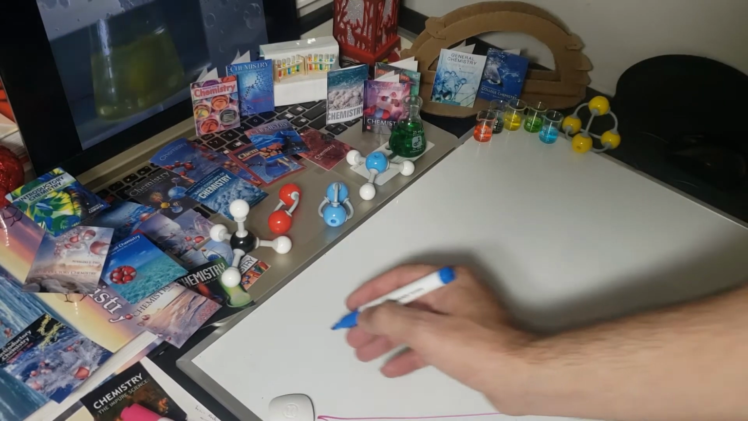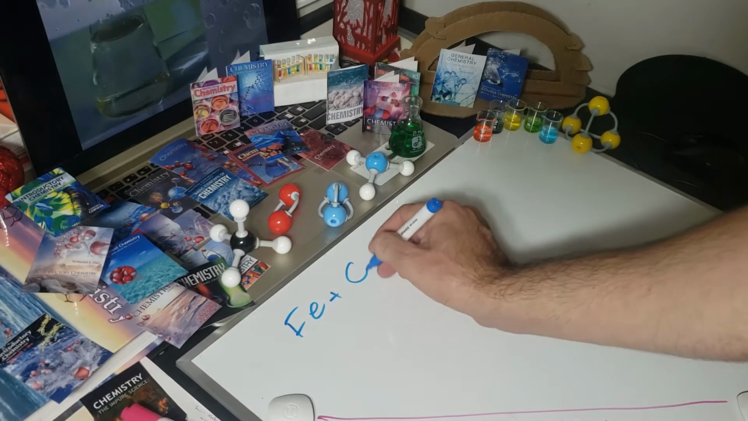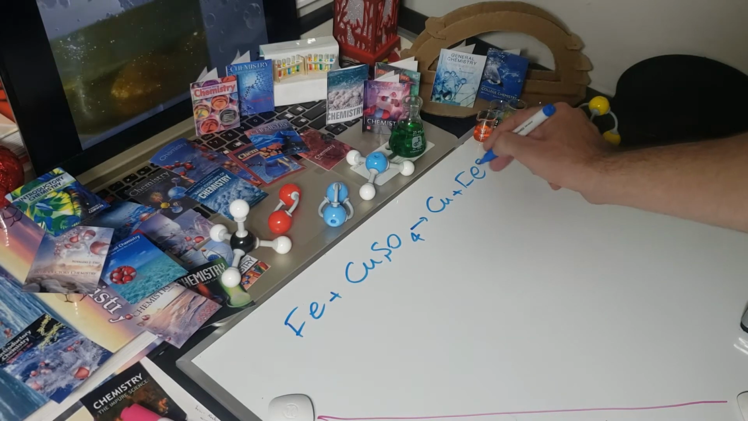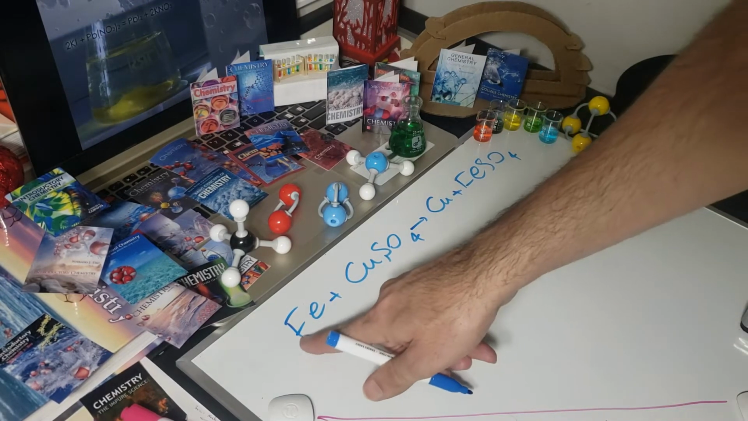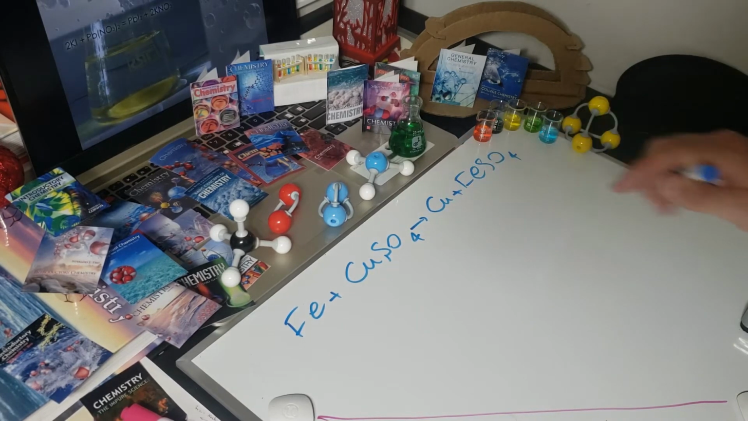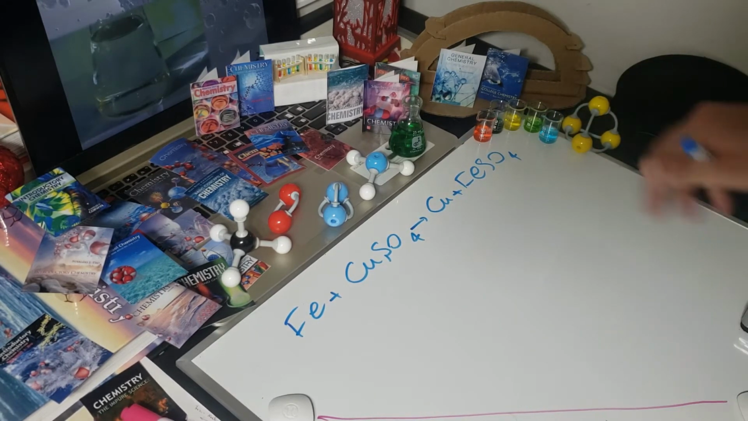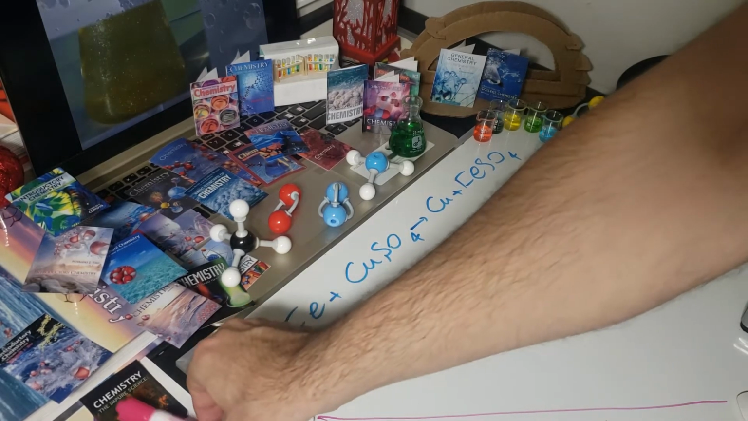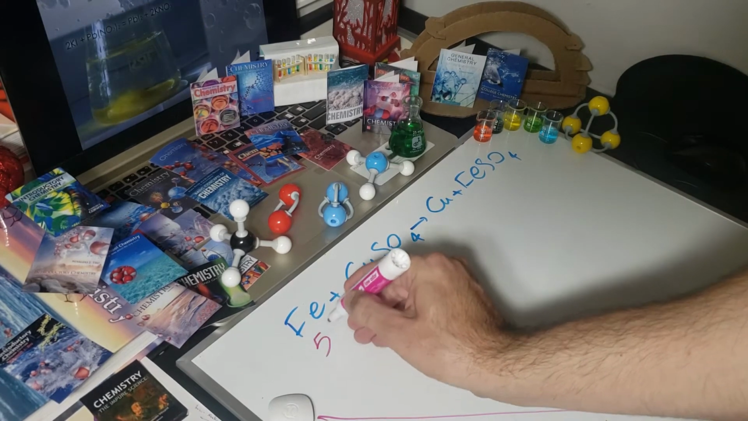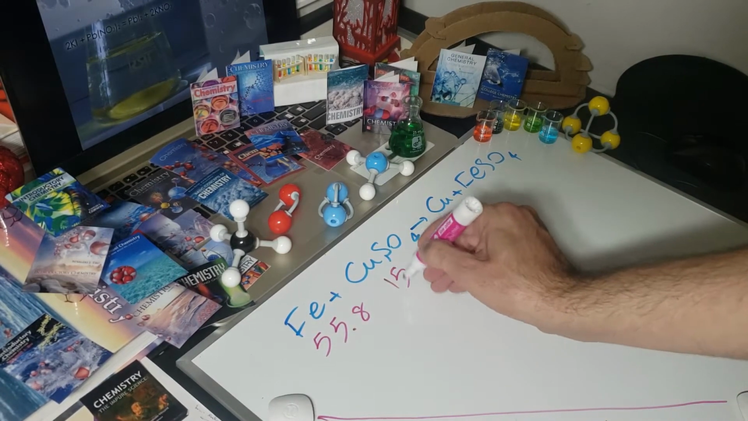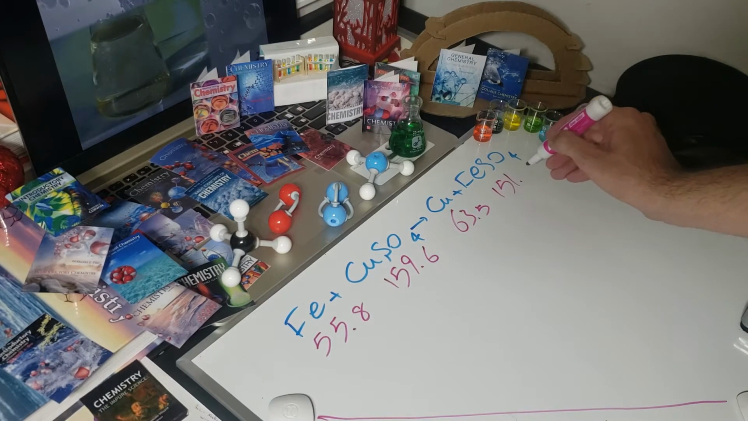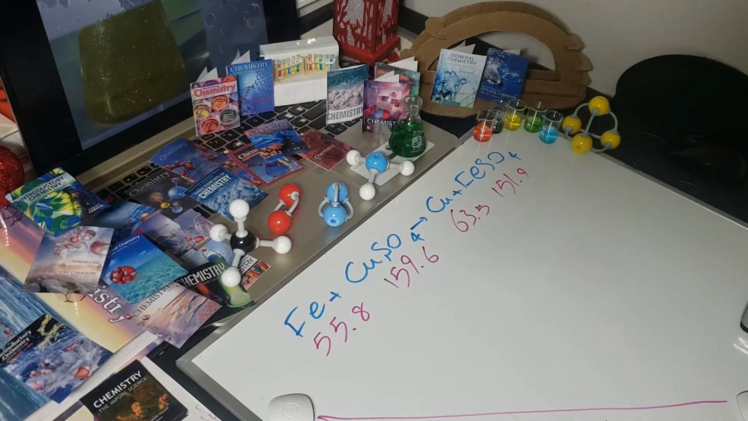Let's go through a very simple example. If I have Fe plus CuSO4 giving me Cu and FeSO4, you could see that it's 1 Fe, 1 CuSO4, 1 Cu, and 1 FeSO4. So I have picked a very simple problem to start with. Okay, I need the molar masses before I do anything: 55.8, 159.6, 63.5, and 151.9 grams per mole for those compounds.